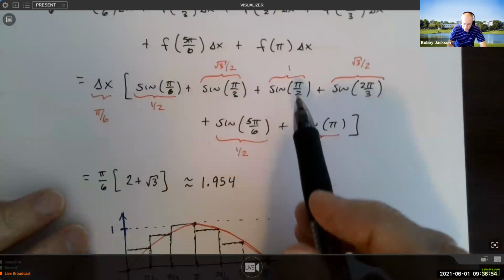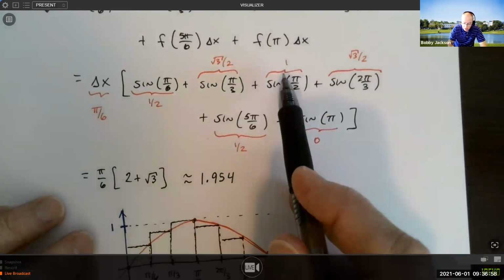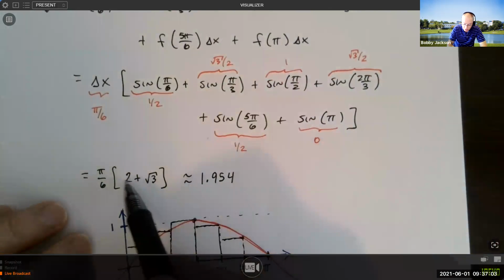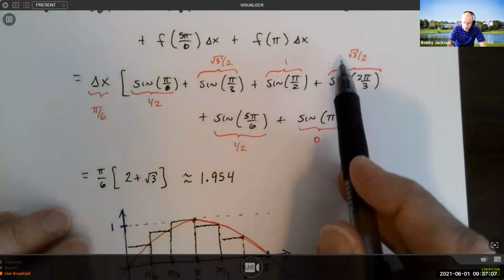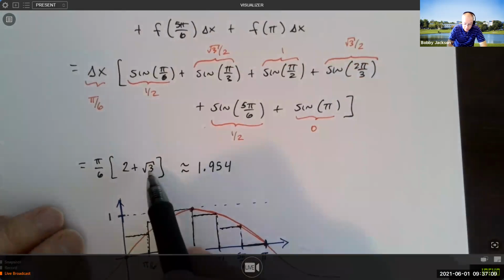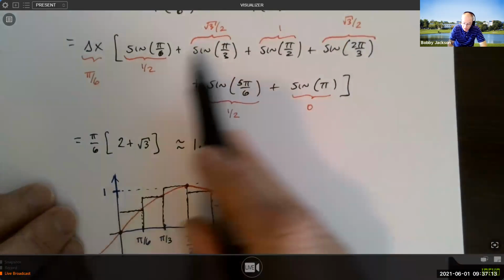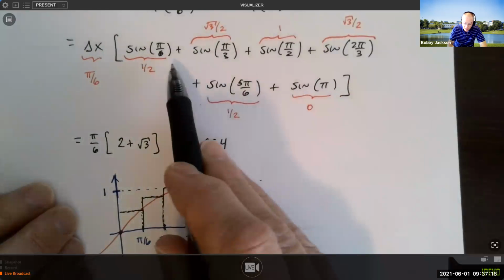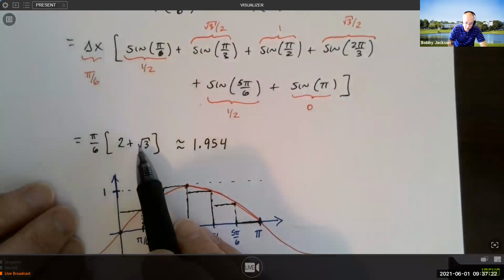And then I just did a little simplifying. So 1/2 plus 1 plus 1/2 is a total of 2. And the square root of 3 over 2 plus the square root of 3 over 2 is equal to the square root of 3. All right, 1/2 square root of 3 plus 1/2 square root of 3 is square root of 3. So these 6 sums here, sine of pi over 6, sine of pi over 3, and so on, simply add up to 2 plus the square root of 3.